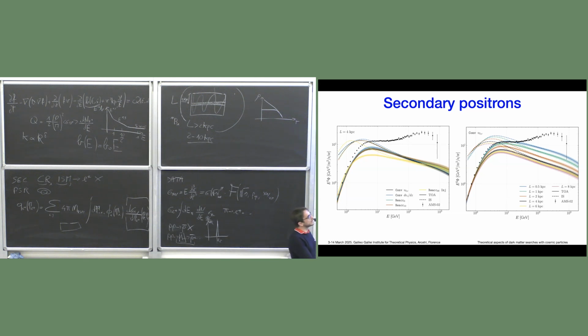This instead is the prediction for a model with convection with different diffusive halo sizes. And you can see that basically all the halo sizes are compatible with the data. None of them is ruled out, but still something is missing, okay?